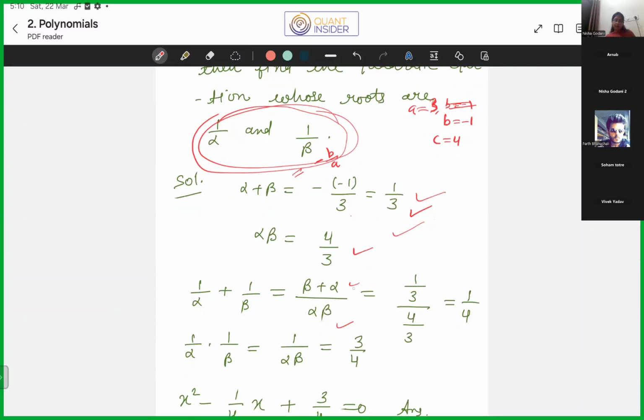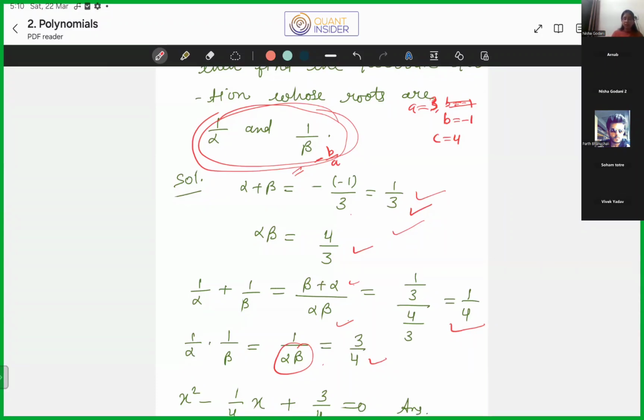And you have the values of both terms, numerator and denominator. So this will be equal to 1 by 4. And the product will be 1 upon alpha beta, which means 3 by 4. Why? Because alpha beta is 4 by 3 and this is 1 upon alpha beta, so this will be 3 by 4.